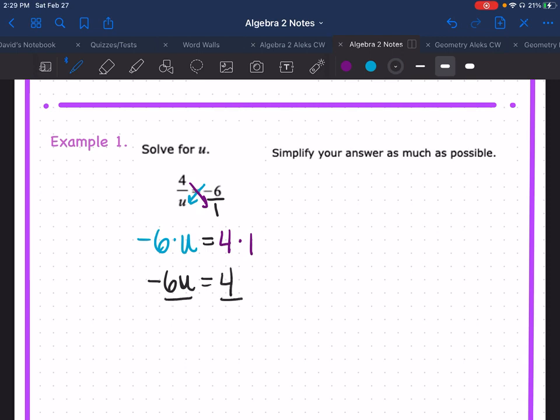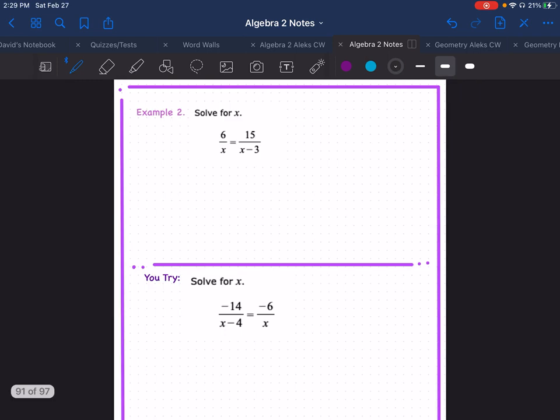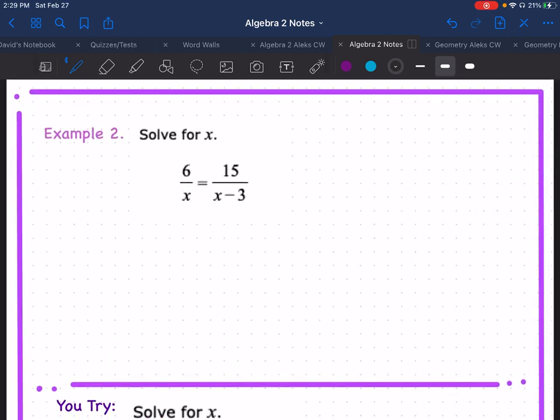I'm going to divide both sides by -6. And I need to simplify as much as possible, which means I need to take this fraction 4 divided by -6, and I just need to simplify it. So it would simplify into 2/3, -2/3. And this would be my answer.